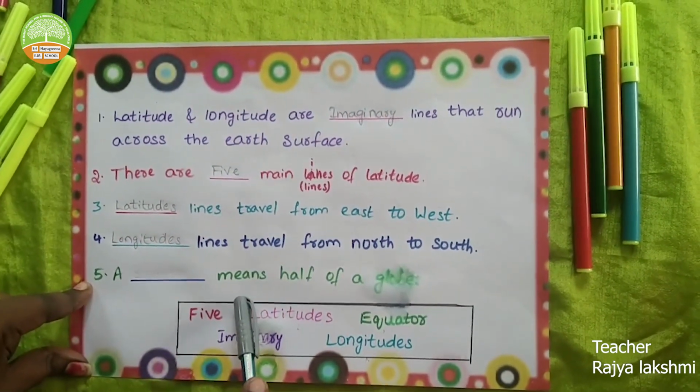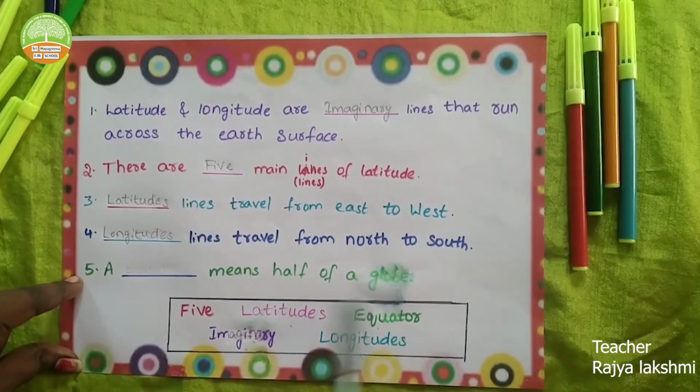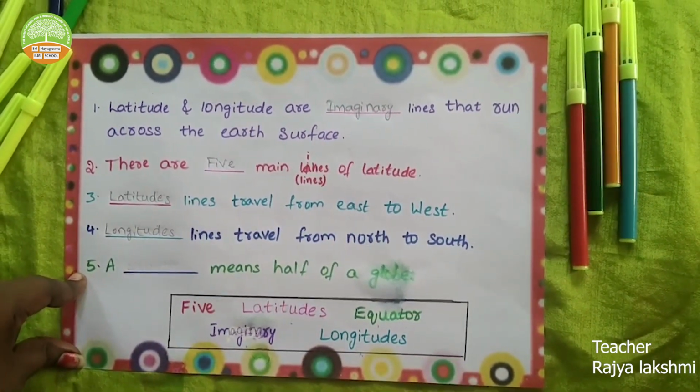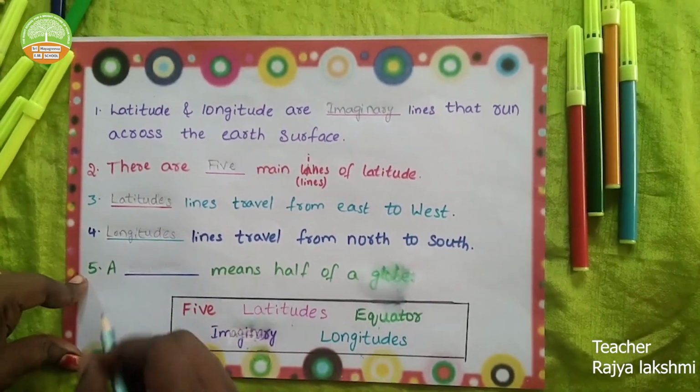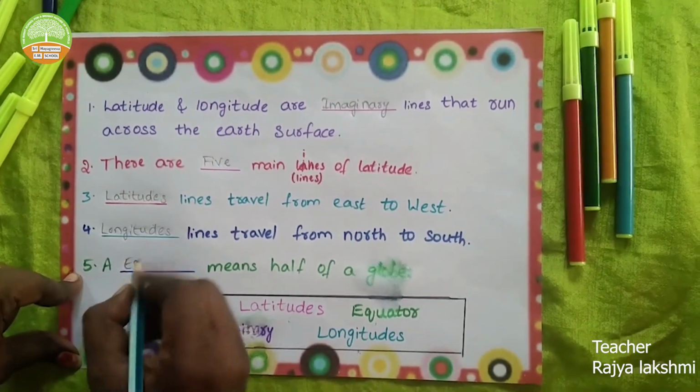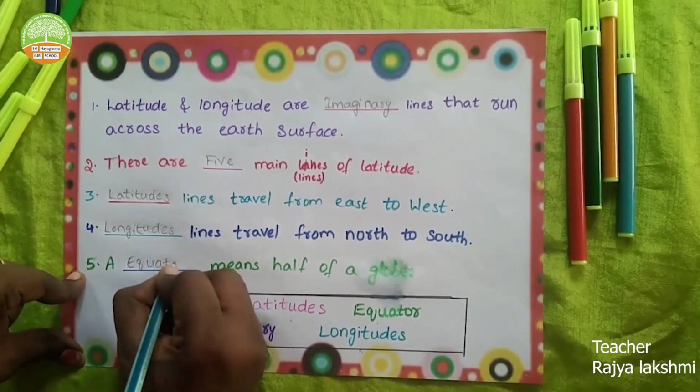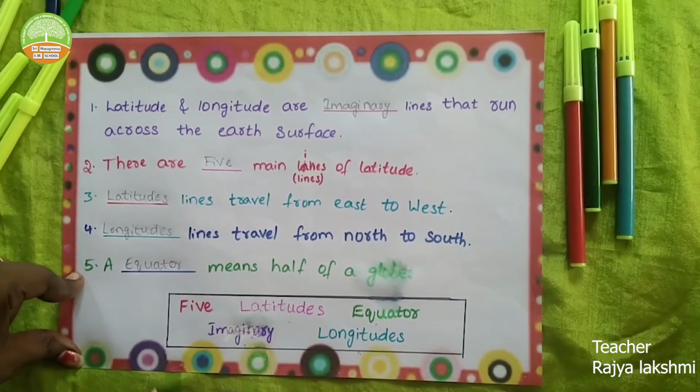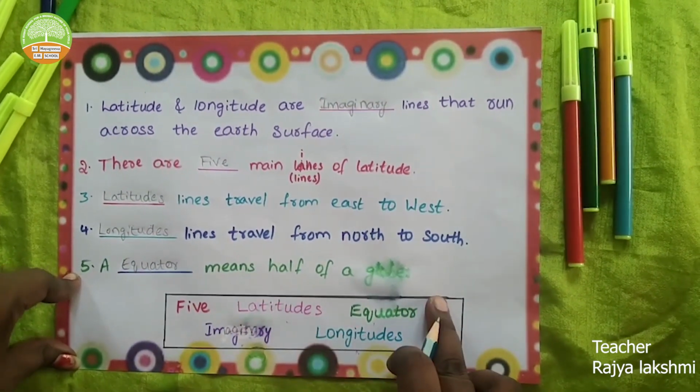A dash means half of a globe. What's the answer? Equator. Yes, the equator means half of a globe.